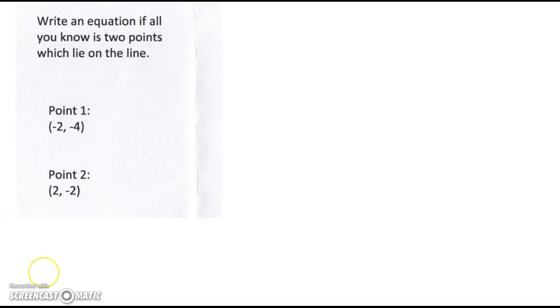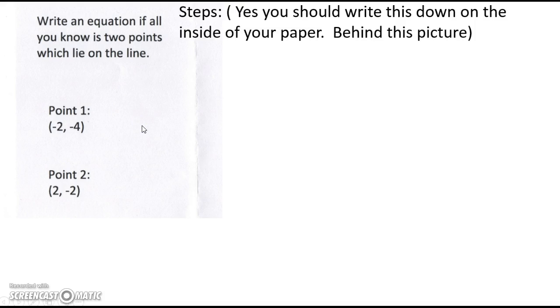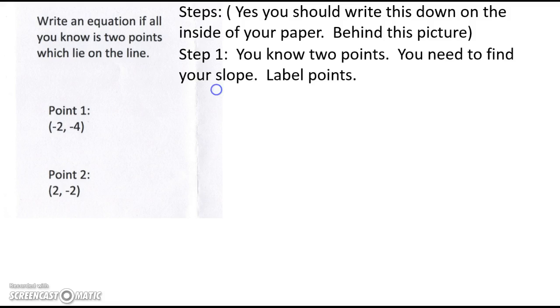Okay, here we go. All right, so write an equation if all you know is the 2 points. You're going to write this on the flap behind it. You need to know your equation is y equals mx plus b, so you're going to have to find your slope. You're going to have to find your b.